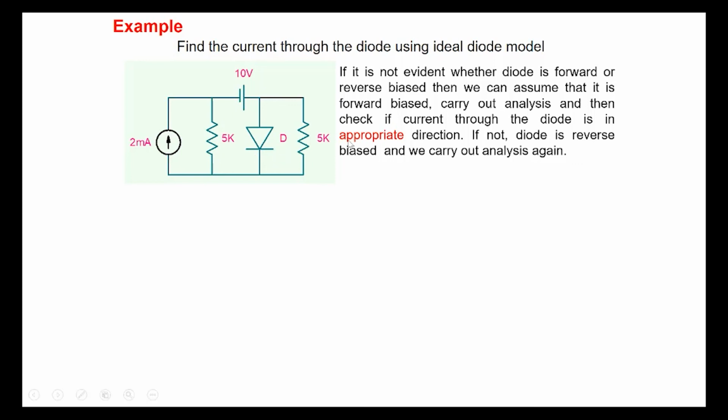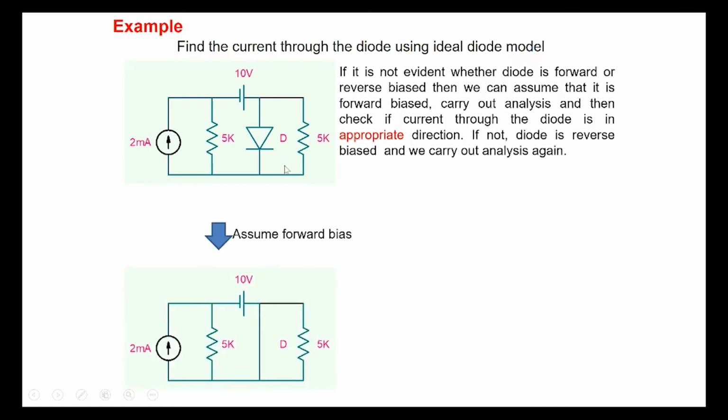Okay. So what we can do is we can assume, for example, that the diode is forward biased, and then carry out the analysis. And once we do the analysis, we'll get the current flowing. And if the current is in the right direction, then we know that our assumption was correct. But if the current comes out to be in the opposite direction, going, let's say, from here to here, then our assumption is incorrect because current cannot flow through the reverse bias diode. So the assumption is incorrect. And then we can take the diode as reverse bias and redo the analysis.